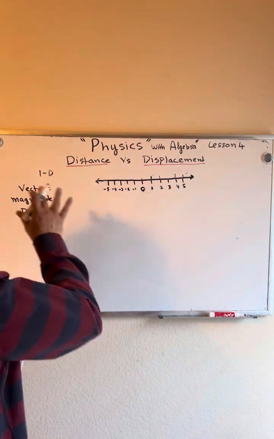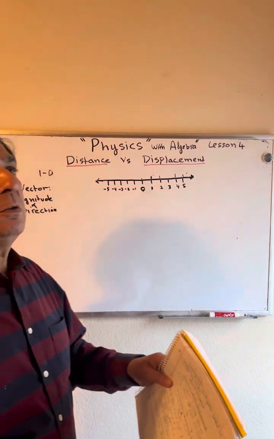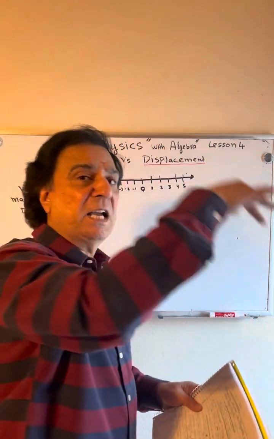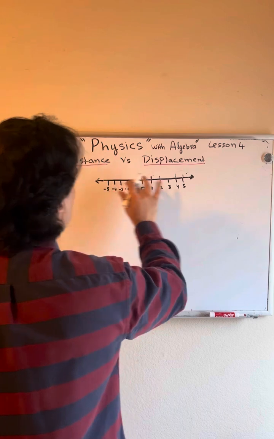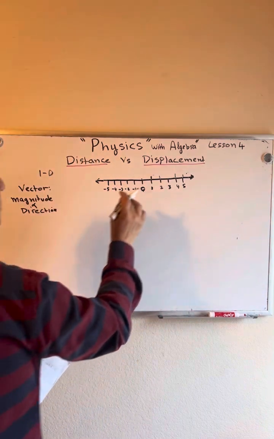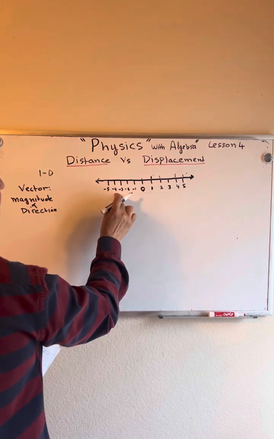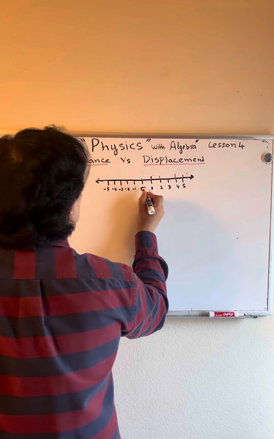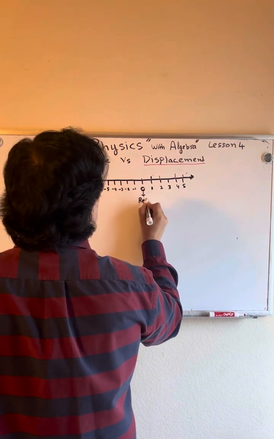So we're talking about 1D, one-dimensional motion. We're not talking about two-dimensional motion where you have X and Y, or projectile motion. This is just one-dimensional motion. So this is basically the X-axis, and you have 1, 2, 3, 4, 5, -1, -2, -3, -4, -5, no rocket science. This is the origin. We also call it the reference point, okay?